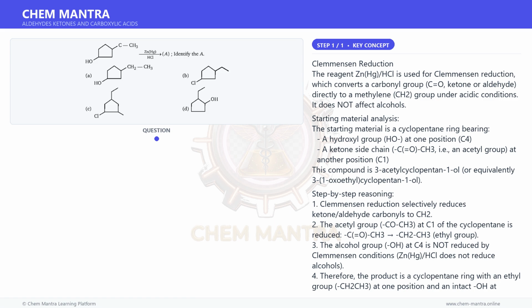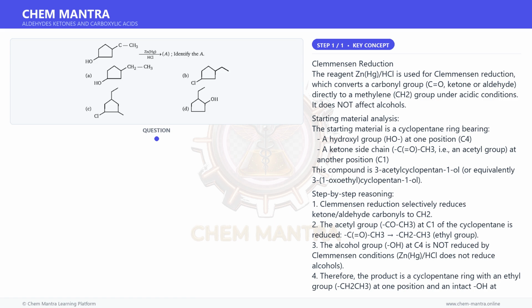Starting material analysis. The starting material is a cyclopentane ring bearing a hydroxyl group, OH, at one position, C4, and a ketone side chain, C=O, CH3, an acetyl group, at another position, C1. This compound is 3-acetylcyclopentan-1-ol, or equivalently 3-(1-oxoethyl)cyclopentan-1-ol.